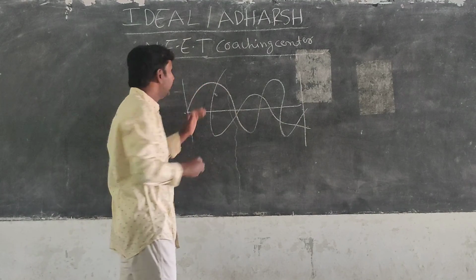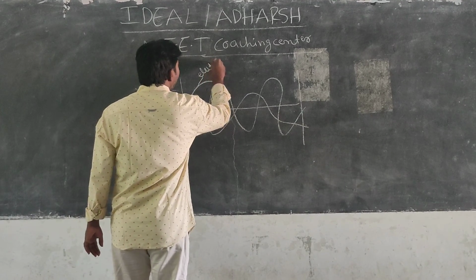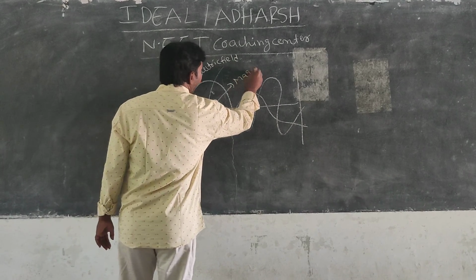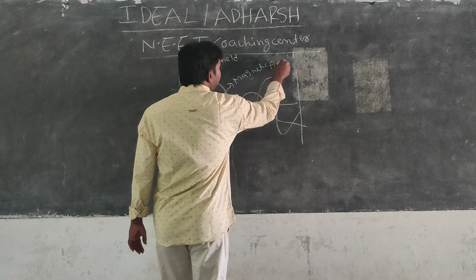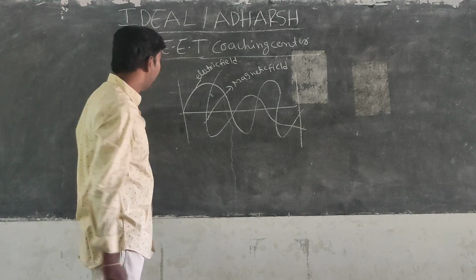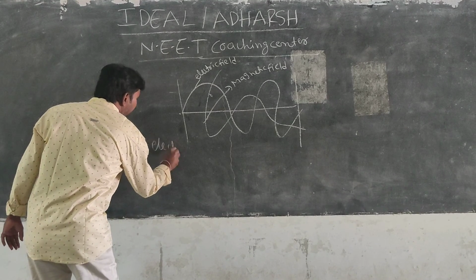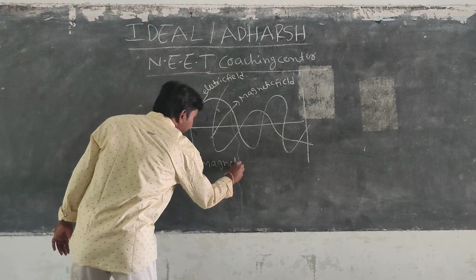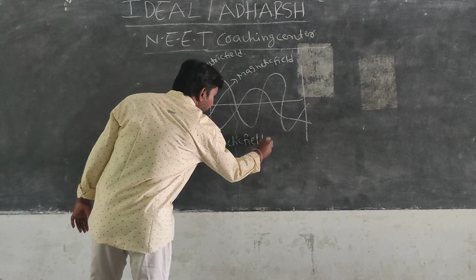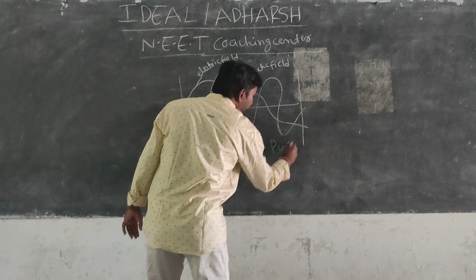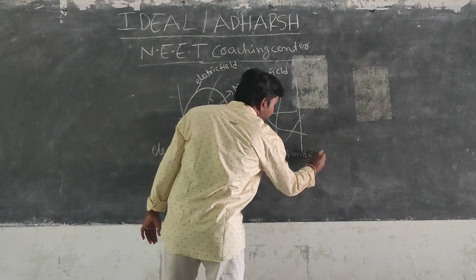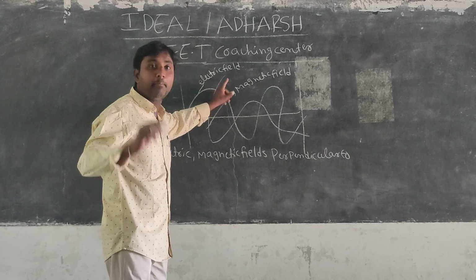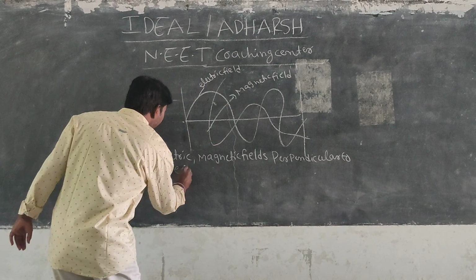These electric and magnetic fields are perpendicular to each other. For example, this is the electric field, and this is the magnetic field. So electric and magnetic fields are perpendicular to each other. This is electric, this is magnetic, one perpendicular to the other.